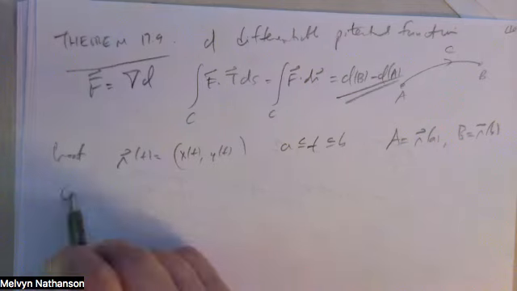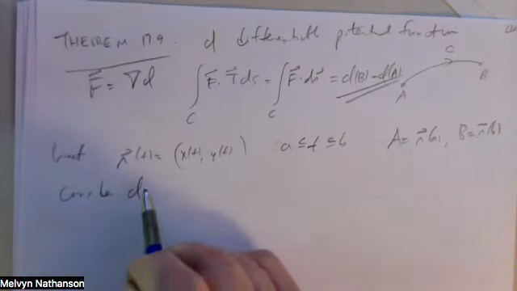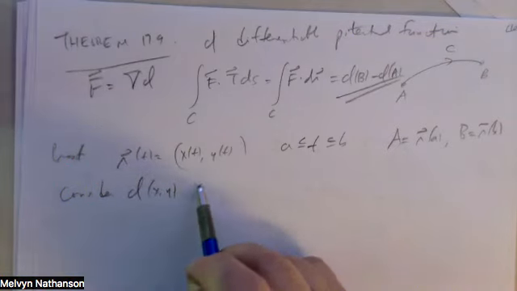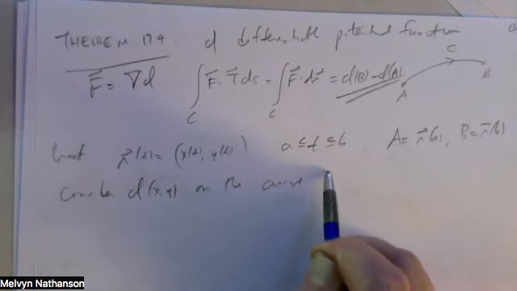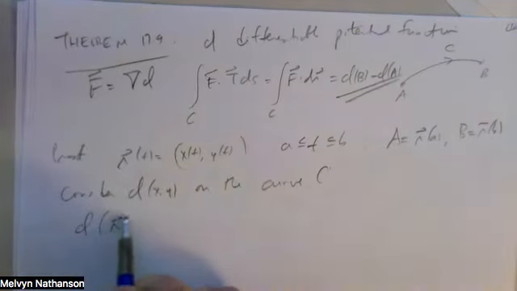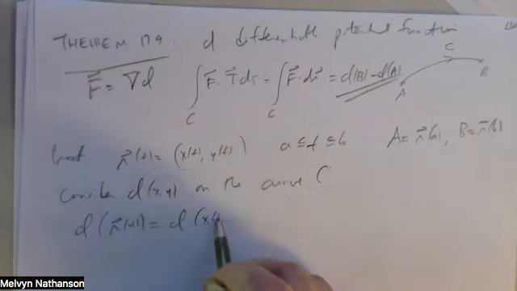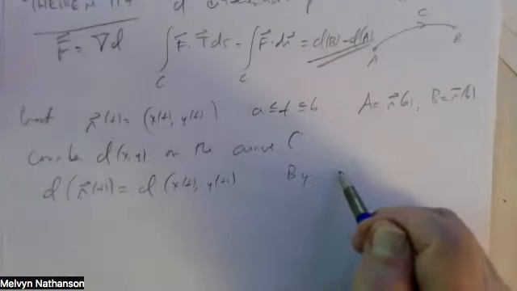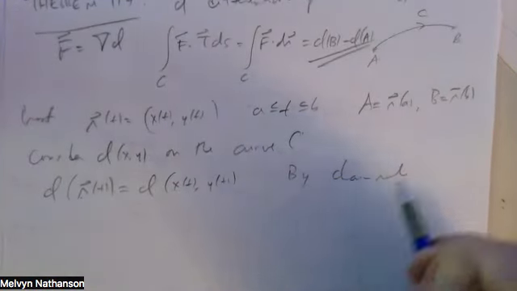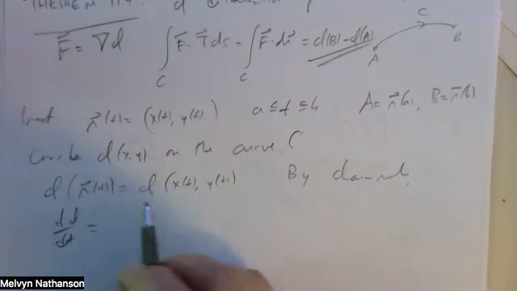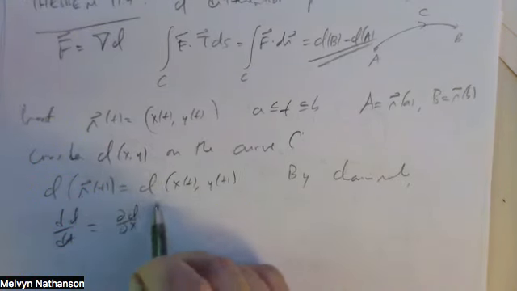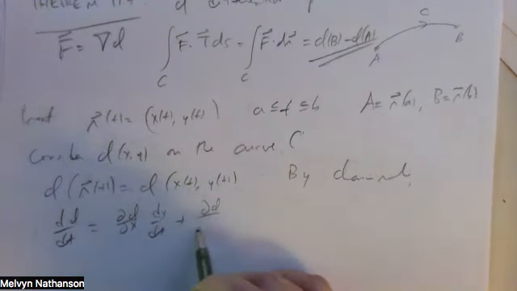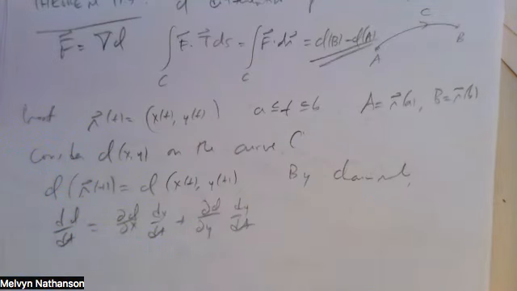So consider phi of xy in the curve C. So phi at some point r of t, this is phi of x of t, comma, y of t. And by the chain rule, the two-dimensional chain rule, just a simple extension of the chain rule that you learned in first semester calculus, d phi dt is the partial of phi with respect to x, dx dt, plus the partial of phi with respect to y, dy dt.